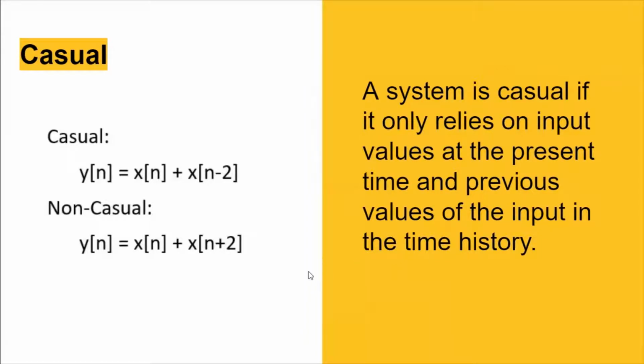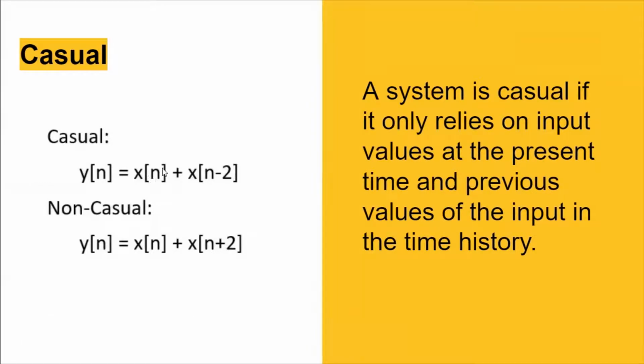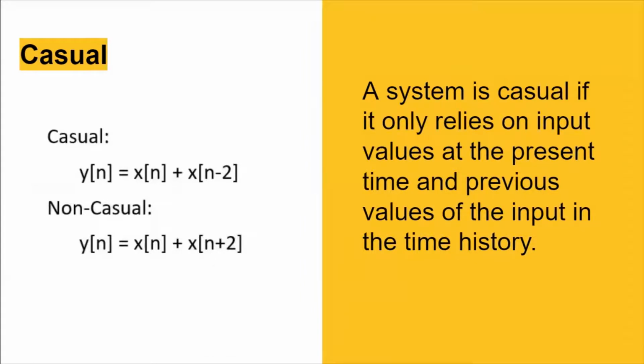So the top system here is using x of n, so let's say n is 0, right? And the other system is x of n minus 2, so that would be x at negative 2. That's a current value and a past value, so this system would be causal because we aren't requiring any future values. Here on the bottom, it's wanting an x of n plus 2. That's a value in the future, a value that hasn't been recorded yet. So we would say that this system is non-causal.